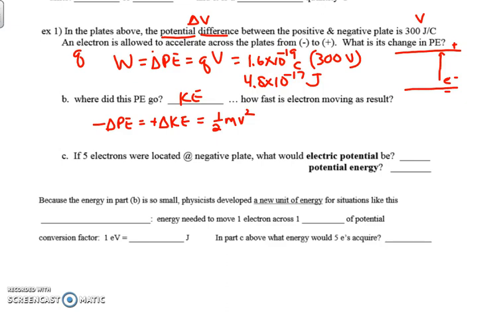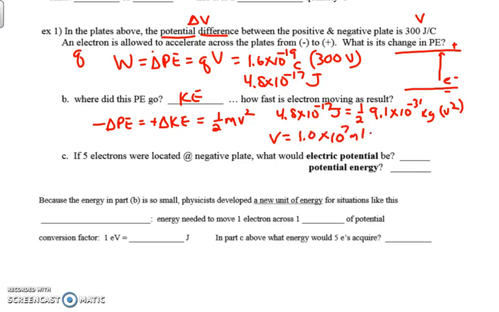So what do we know about the energy? It's going to be 4.8 times 10 to the negative 17 joules equals 1/2 the mass of an electron, which we can look up in the reference tables, 9.1 times 10 to the negative 31 kilograms, times v squared. So I do the manipulation and solve for v. Even though it's a fairly high voltage, you'd be surprised how fast the electron's going. It turns out this is about 1.0 times 10 to the 7th meters per second. That's a huge speed. That's a tenth the speed of light. So you don't need large voltages to get charges to move really quickly.